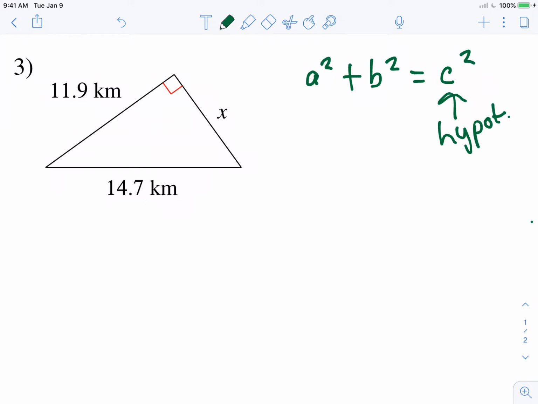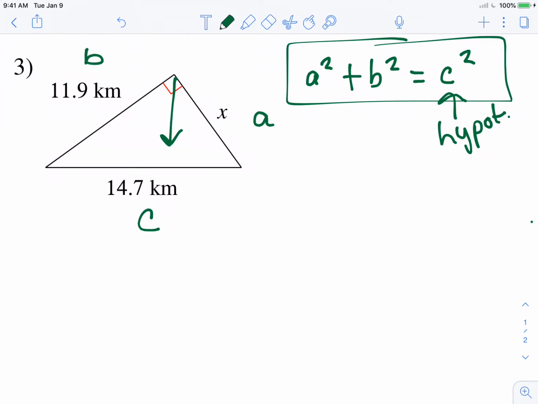So the first thing I'm going to do is I'm going to label my sides in my picture. I'm going to label my hypotenuse first. So I'm going to draw my little arrow out from the right angle, and that gives me C. And then my other two sides are A and B. And then I'm going to plug the values for A, B, and C into the Pythagorean theorem. So my A is x, my B is 11.9, and my C is 14.7.